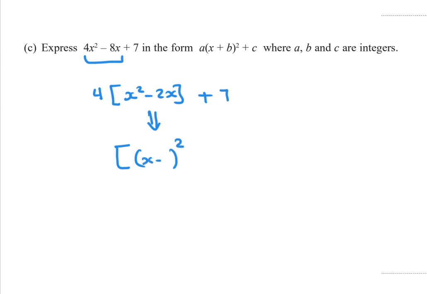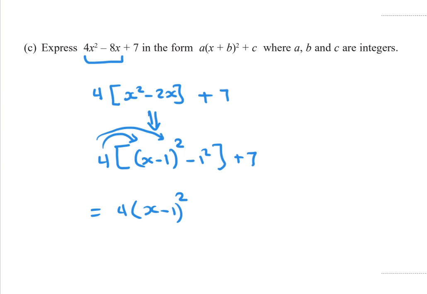So this can be written as a bracket squared: x minus 1 squared, minus 1 squared, and plus 7, times 4. Now expand: 4 times (x minus 1) squared, and 4 times negative 1 squared, so negative 4, plus 7. So it equals 4(x minus 1) all squared plus 3.